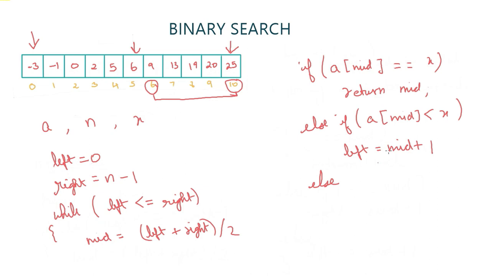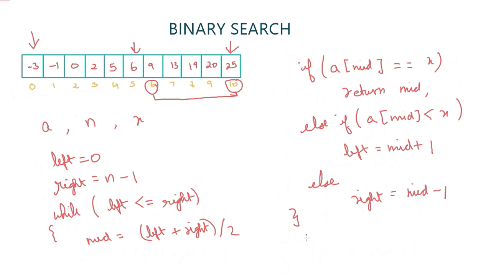Similarly, if A of mid becomes greater than x, which will fall in the else condition, we will update our right element to be equal to mid minus 1. So over here we will know that we have to reduce our range to the left hand side. So we will not touch the left variable. Instead we will move the right variable to one position prior to mid.